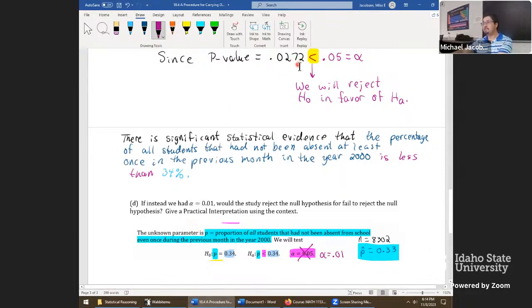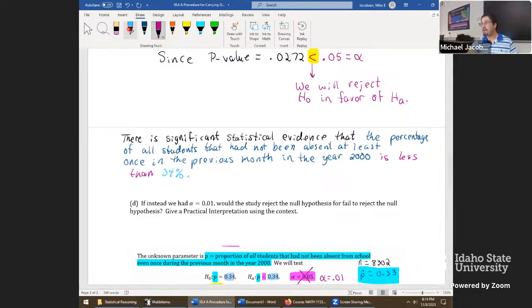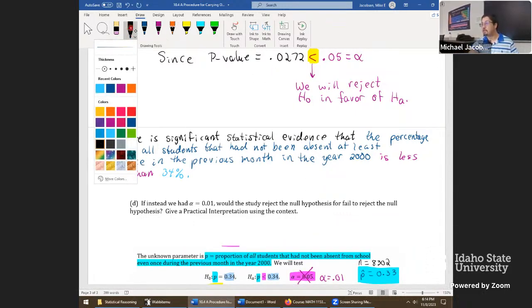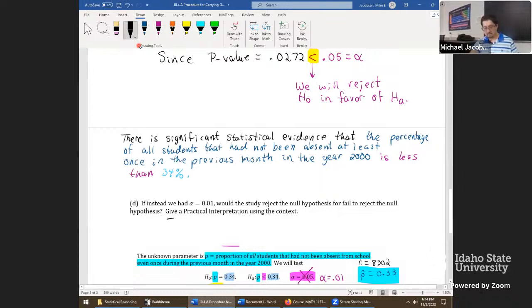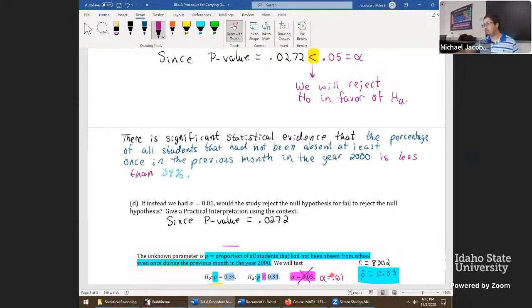So let's change this, regard it as a 0.01. We need to look at our p-value again. It's at 0.0272, still hasn't changed. But now when we compare, we can say this time, let me start off the same way. Let's say since the p-value, which is equal to 0.0272, let's do an immediate comparison, 0.0272 compared to the 0.01, it's now bigger in that second decimal place. So this is bigger than 0.01, which is equal to alpha.